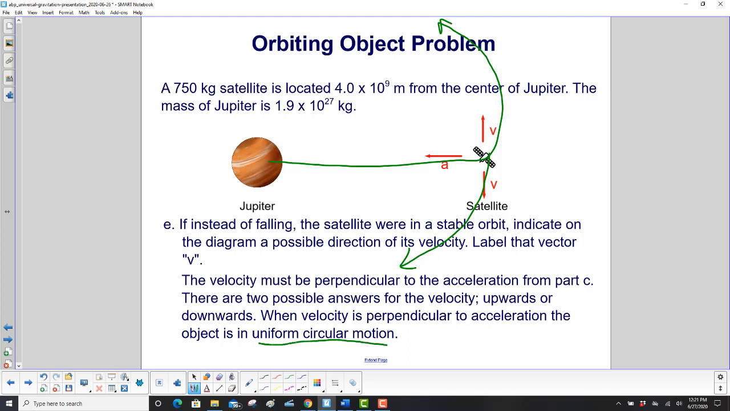That means that the velocity has to be perpendicular to the acceleration vector. We've already said the acceleration is pointed exactly from the satellite to Jupiter, so the velocity has to be perpendicular to that. So we have two choices. You can either give it an initial velocity in that direction, or this way. Both answers would be correct.